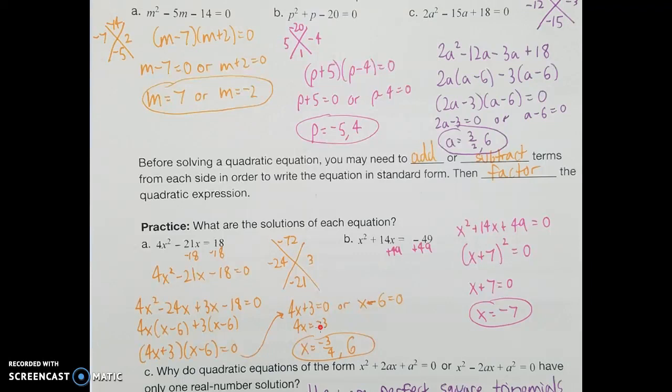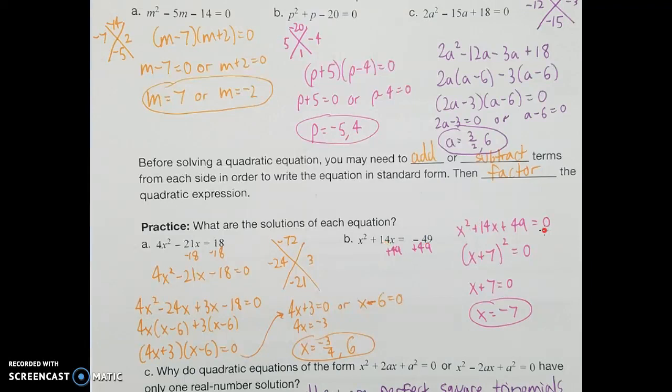If I subtract 3 and then divide by 4, I get negative 3 over 4. Or, if I just add 6 to this other factor, I get my second answer. So two possible solutions: negative 3/4 and positive 6. Part B starts off the same. I want to make one side equal to 0 first, so that's why I'm adding 49 to start.